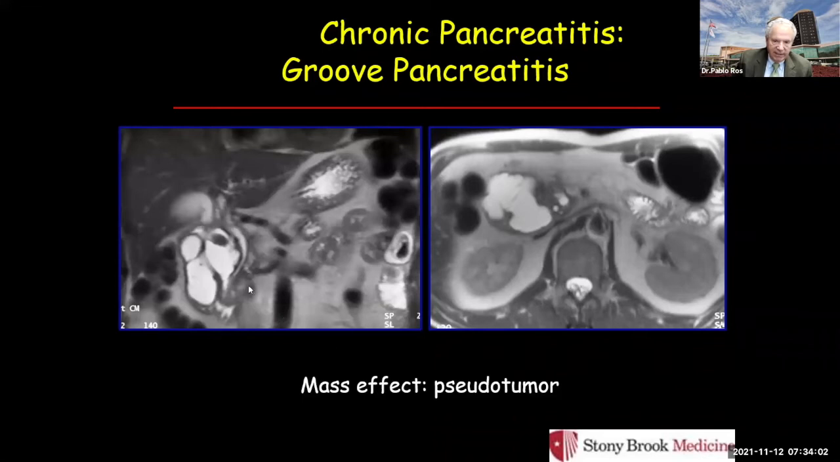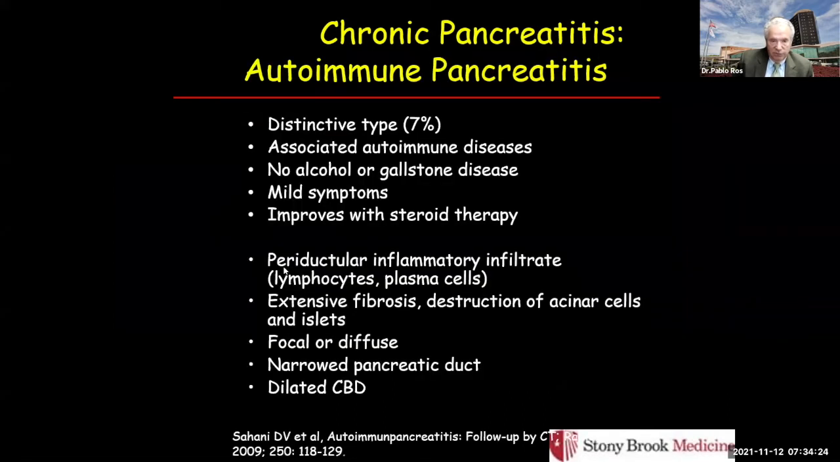You see it here in coronal. This is the same patient, T2. You see the medial displacement of the common bile duct and the lateral displacement of the duodenum, a classic appearance of groove pancreatitis, correlating, I would say, beautifully with the diagram I showed you.